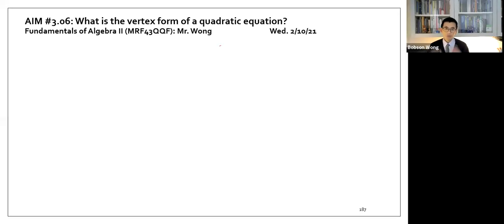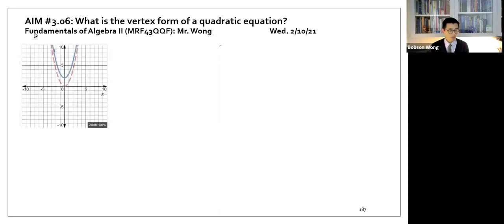Hello. So today we're going to be talking about a very important form of a quadratic equation that we call the vertex form. We're going to talk about the characteristics of the vertex form and why we find it useful. So let's start by looking at a graph of the parabola y equals x squared, and we're going to compare it to the parabola y equals x squared plus 2. Here we see the two graphs.